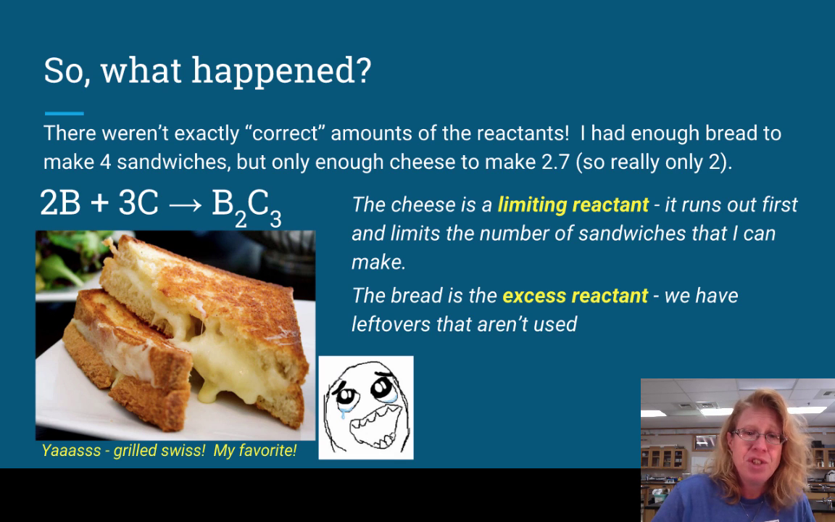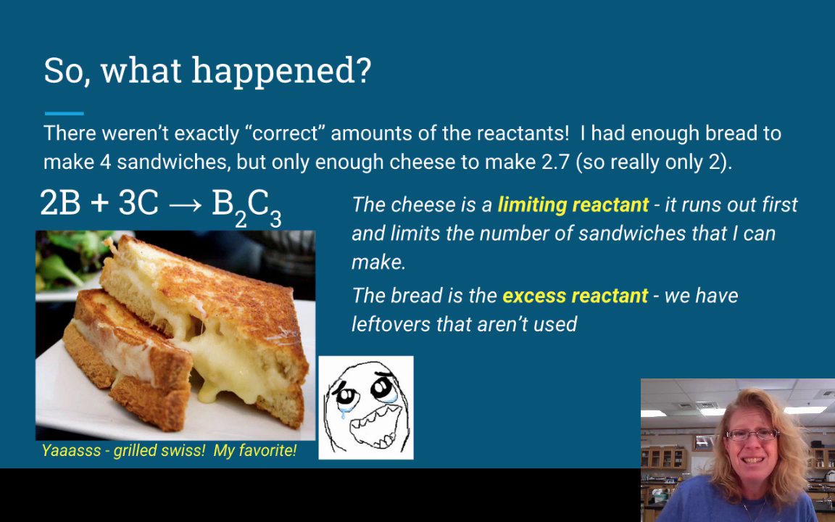I didn't have enough cheese to make all of those sandwiches. It limited the number of sandwiches that I could make. The bread, on the other hand, is the stuff I have leftovers from. It kind of gave me this imaginary, oh man, it'd be great if I could make 4 sandwiches, but I really can't. That's what we call an excess reactant. There's extra of it, so there's going to be some leftover bread that's not used at the end of our problem. And the way I could tell was by looking at those numbers of sandwiches.